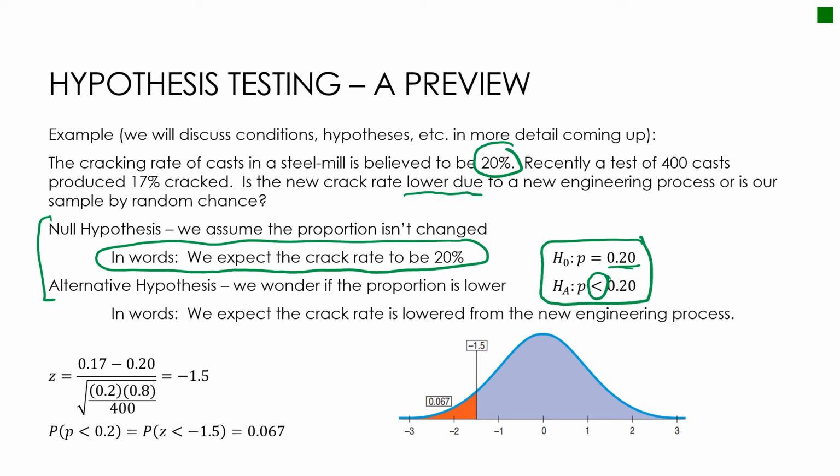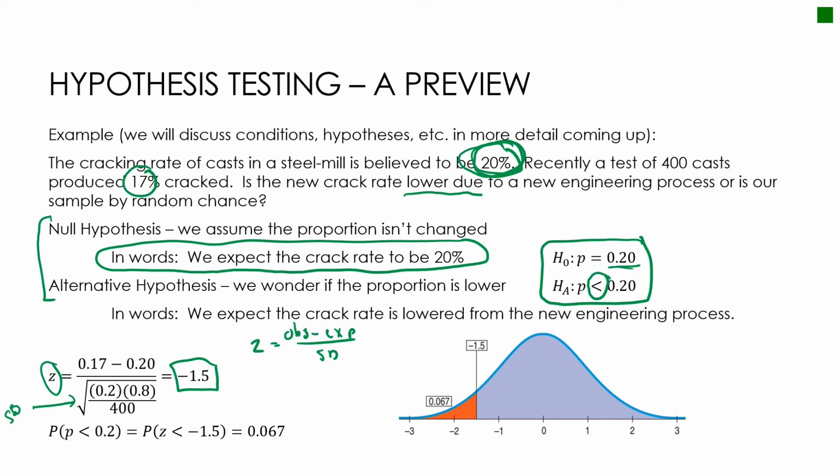When I do this, I'm going to look at a z-score, and z-scores we're super familiar with. We've done them a lot. Z is observed minus expected over the standard deviation, and my observed value was the 17% cracked out of 400. My expected value was the 20%. And notice here I'm using standard deviation, not standard error. So I'm going to actually use the p, which is the value that I assume is still going to remain true. And when I do all of that, I get a z-score of negative 1.5.